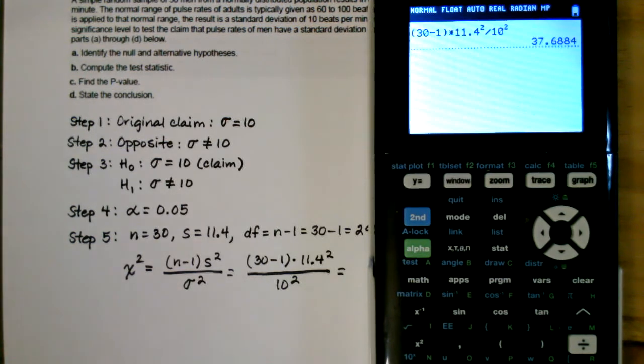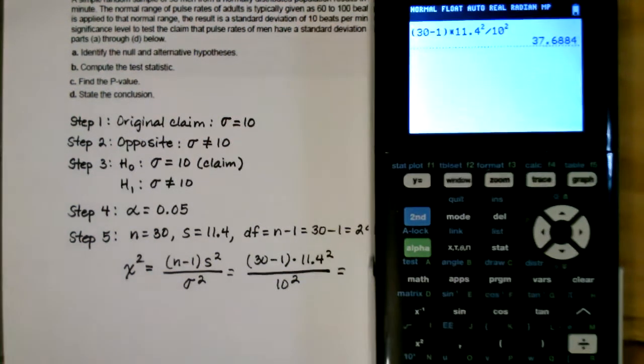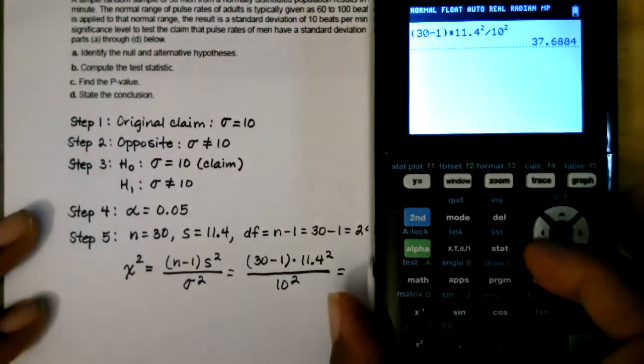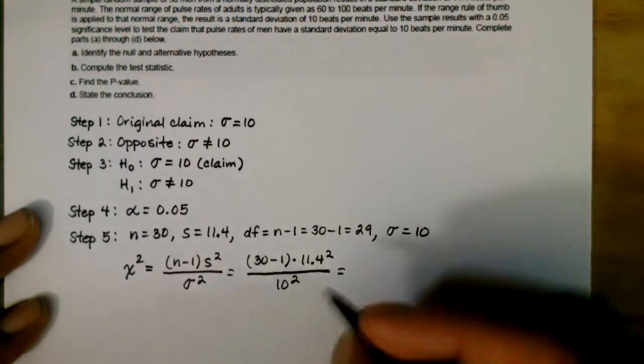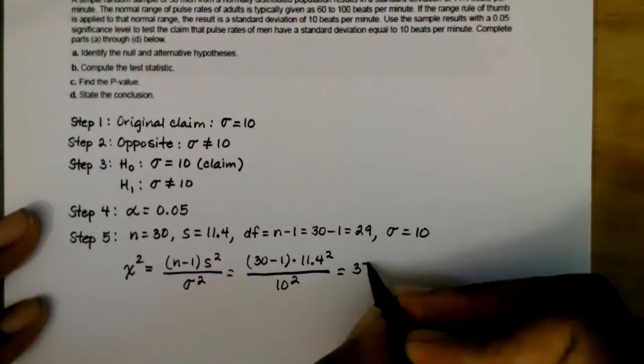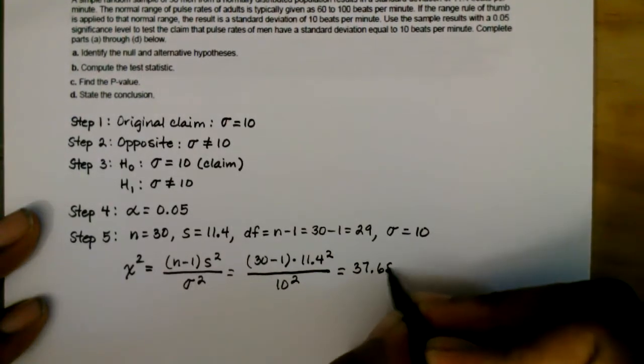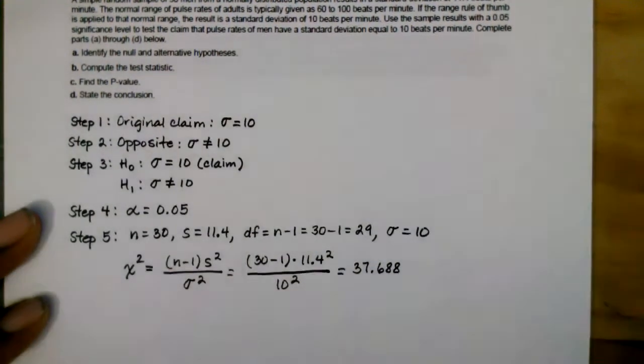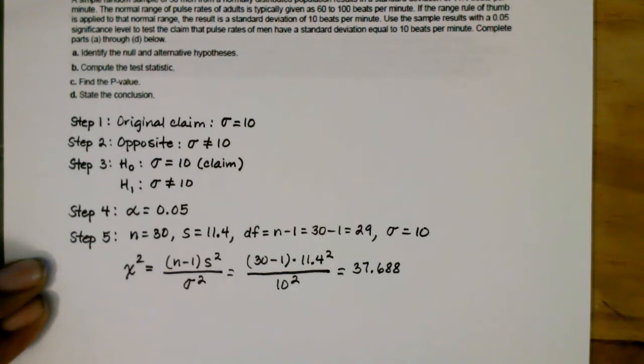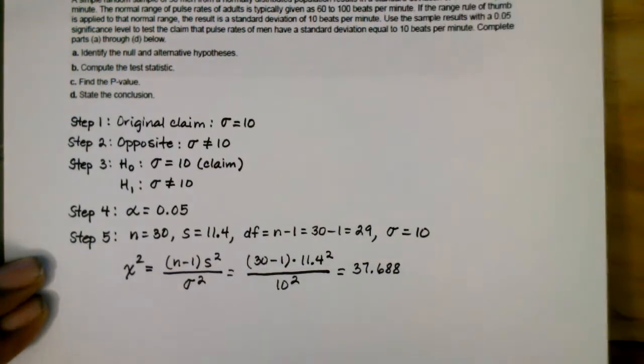Now our test statistic for chi-squared, we round to 3 decimal places. So this will be 37.688. Okay, so that will be the test statistic here for this sample data.